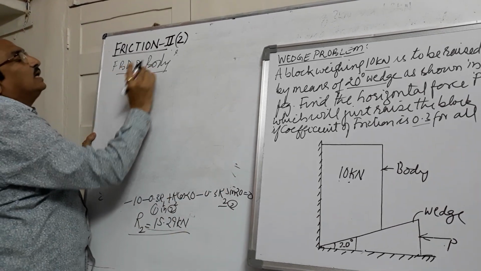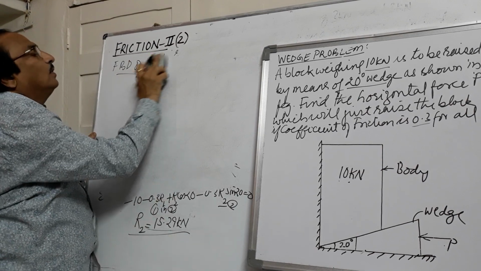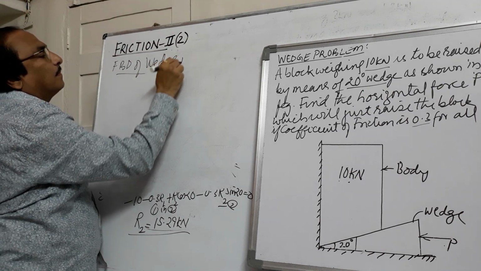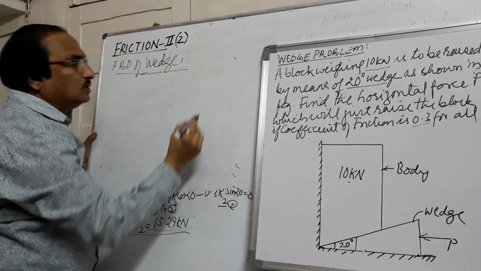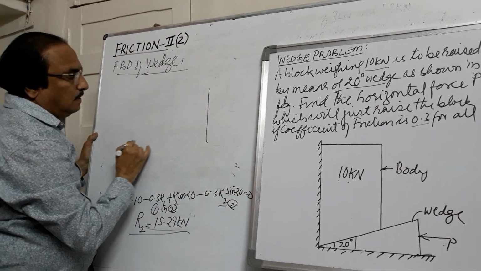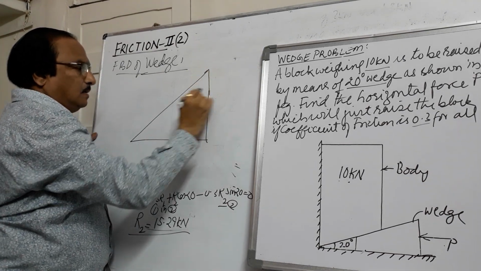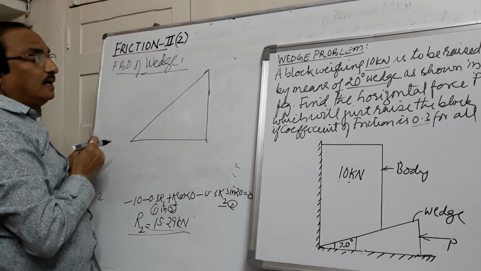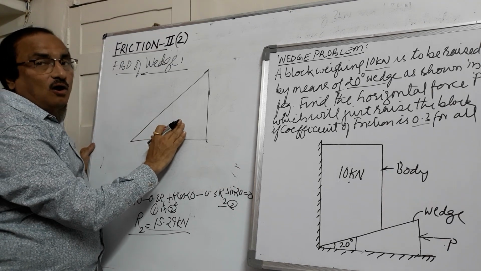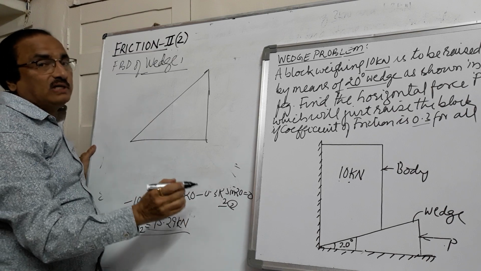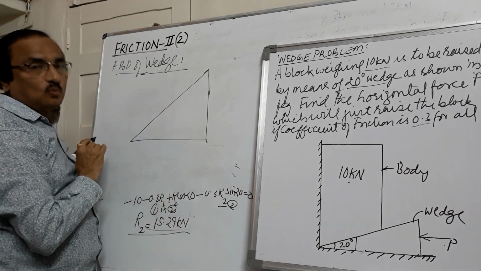So we will come to the FBD of the wedge. I will take out this wedge separately. Try to show this portion more inclined so that you can show the forces clearly. Now the weight of the wedge is not given to you, so it's negligible. If the weight of the wedge is given, then that will be added in the vertical direction.